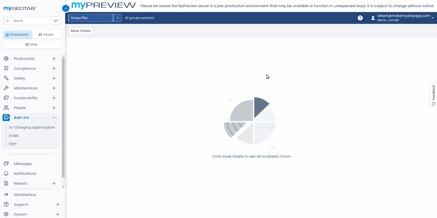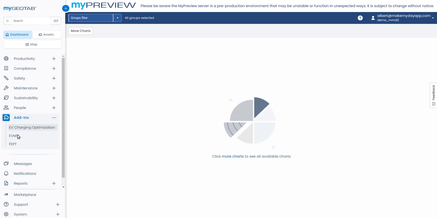I'm going to demonstrate Make My Day's solution for a fleet electrification planning tool within the MyGeotab platform. How can we analyze data from the current behavior of the fleet and then give meaningful insights regarding the behavior and the shifting, replacing vehicles from polluting ICE vehicles to electric vehicles.